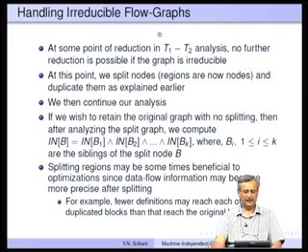So, how do we handle irreducible flow graphs? At some point of reduction in T1 T2 analysis, no further reduction is possible if the graph is irreducible, you will get stuck. At this point we split nodes, we have seen examples of this already. Regions are all nodes in this case, and duplicate them as explained earlier.